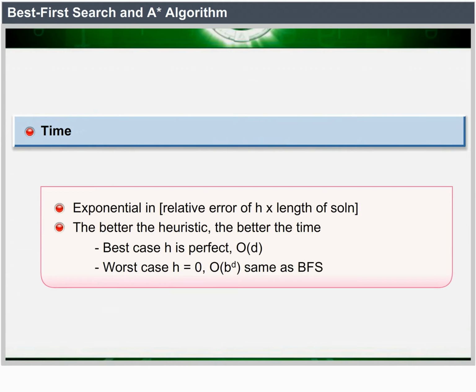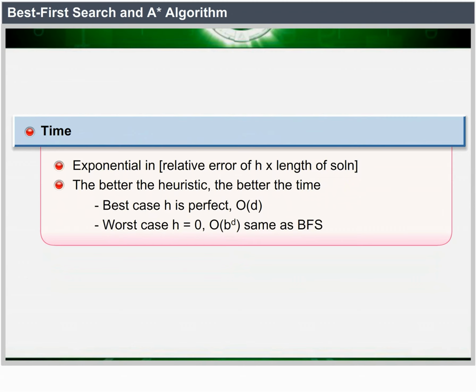Time: exponential in the relative error of h times the length of the solution. The better the heuristic, the better the time. In the best case, h is perfect, giving O(d). In the worst case, h is equal to 0, giving O(b^d), same as BFS.